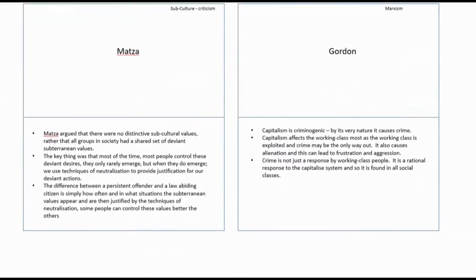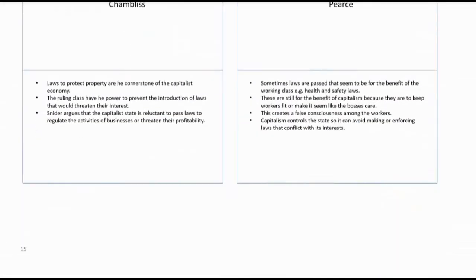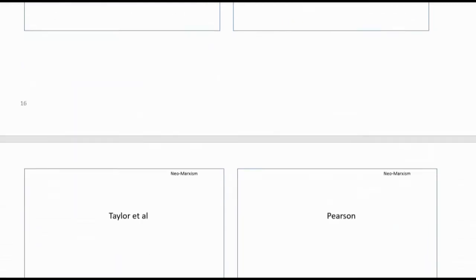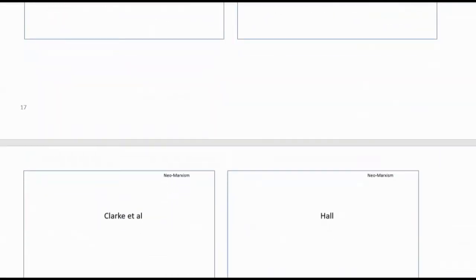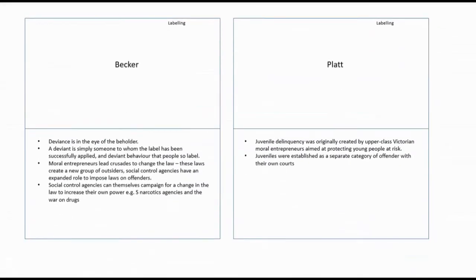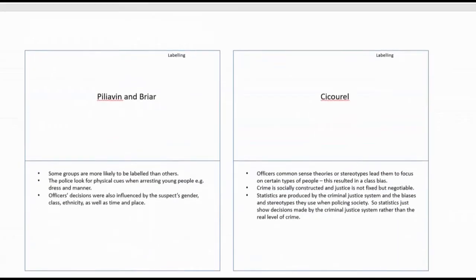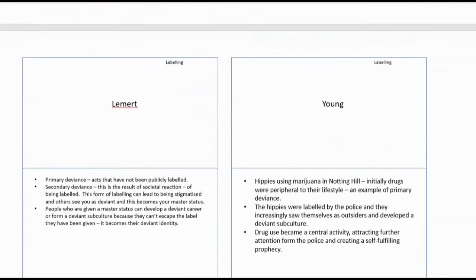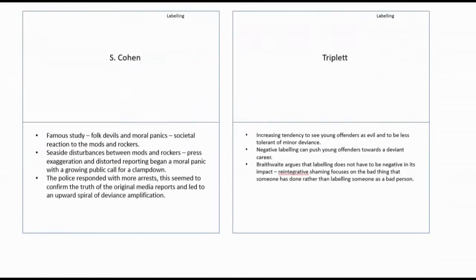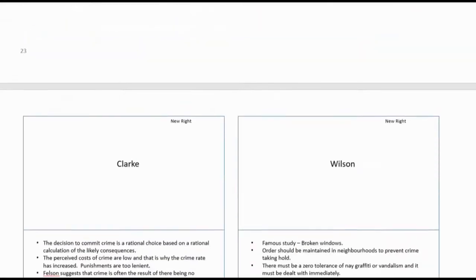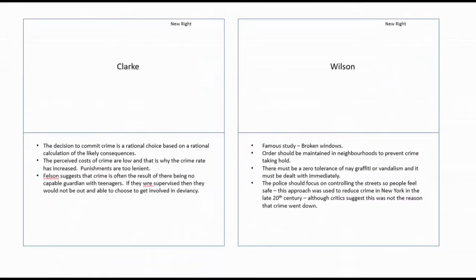So you've got some for subculture and functionalism and Marxism, and for neo-Marxism, and you've got some for labeling theory. There are lots, is what I'm trying to say. There are all the way down to New Right and New Left. Now you can use these to help you when you are developing some high quality revision notes on each of the theories.